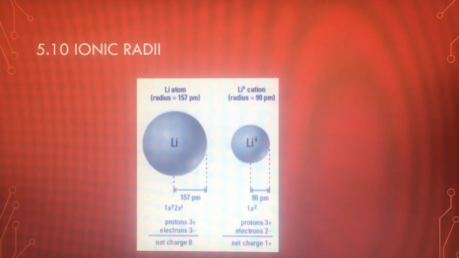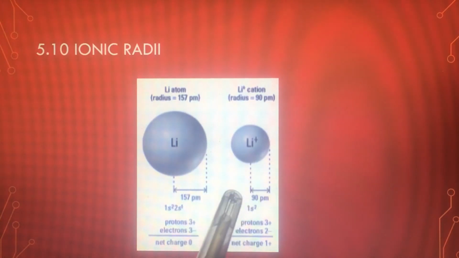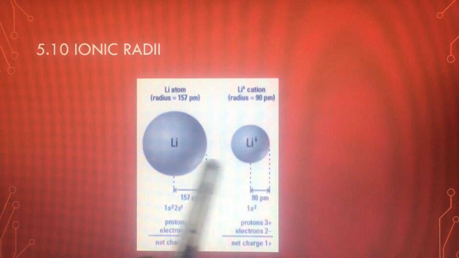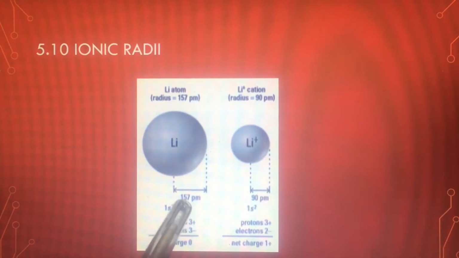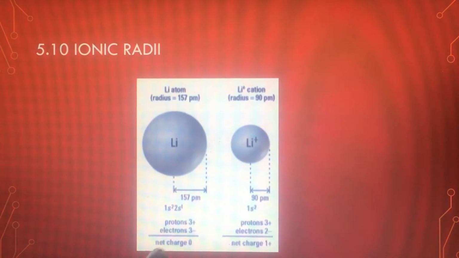For example, the cation lithium, Li+, after removing one electron from lithium. As we can see, the neutral lithium atom has 157 picometers as its radius, and lithium plus has 90 picometers as its radius. So why is that? Let's take a look at the number of protons and electrons in lithium and the lithium ion.